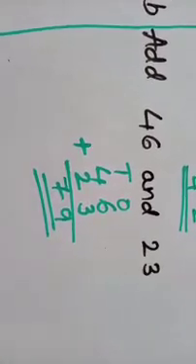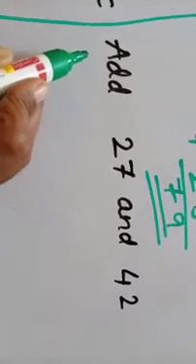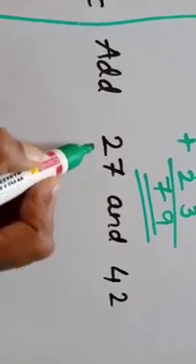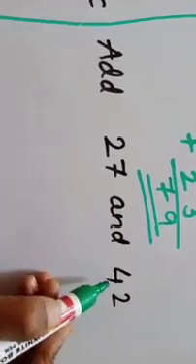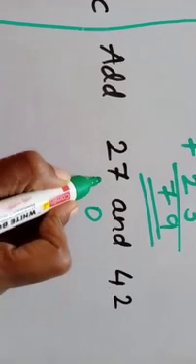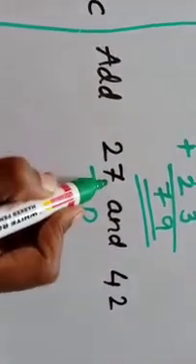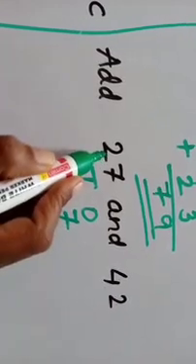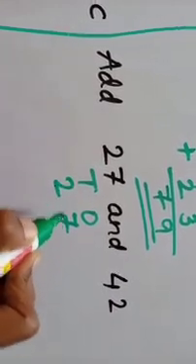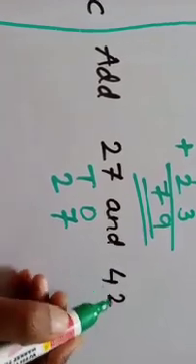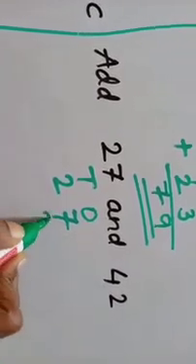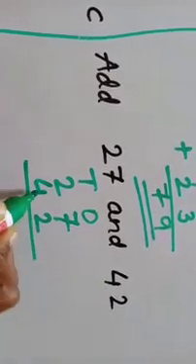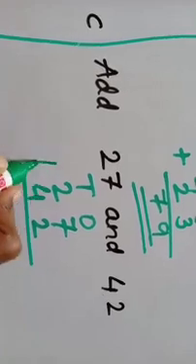79. The next sum is add 27 and 42. So let's write ones and tens. 27 is our first number. 7 is at ones place and 2 is at tens place. And next one, 42. 2 is at ones place and 4 is at tens place. So right here, let's find out the answer.